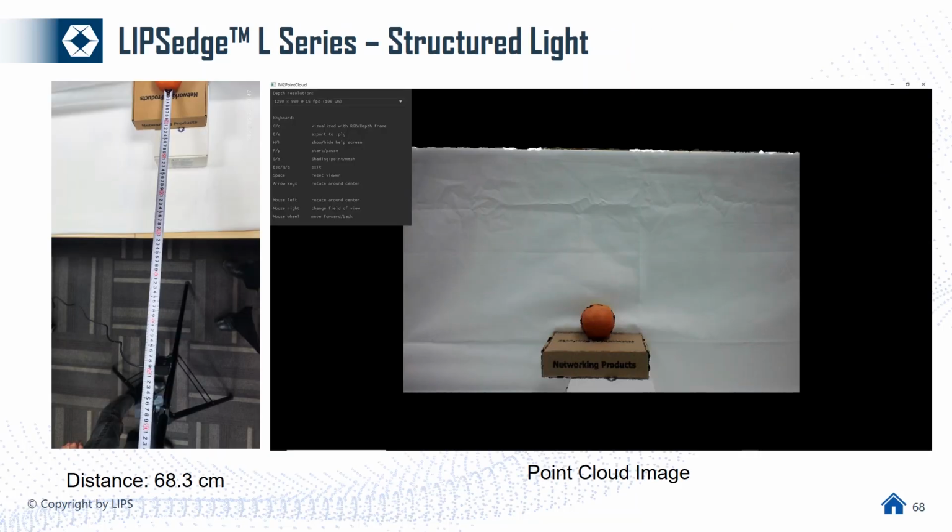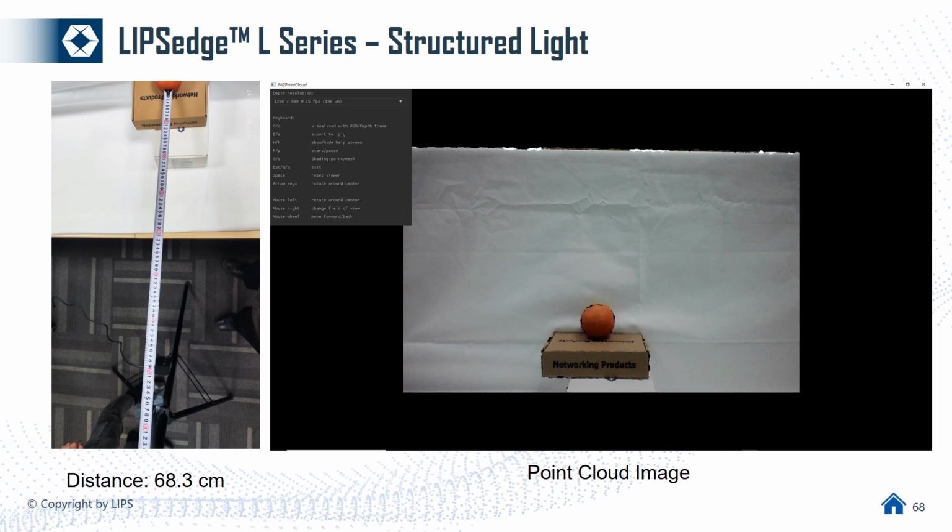And lastly, with our Lips Edge L series, where the camera is targeted to the orange and measured with a ruler, it shows the ruler measures 68.3 centimeters. On the right, a screenshot of the point cloud with RGB transposed, and we will show the original video next.